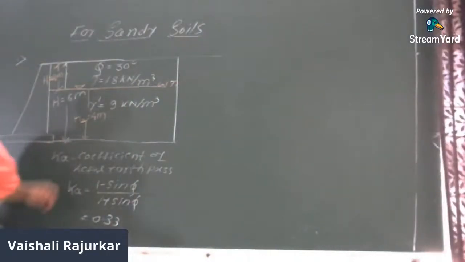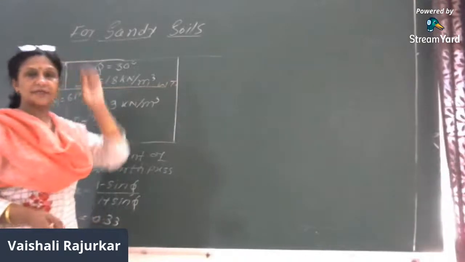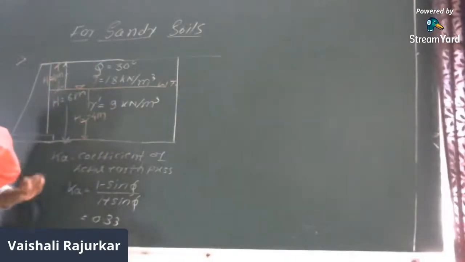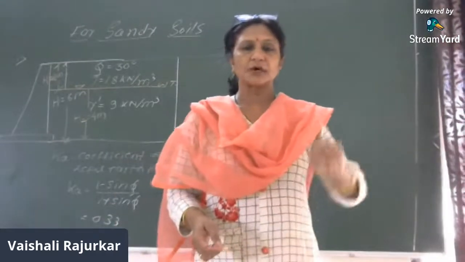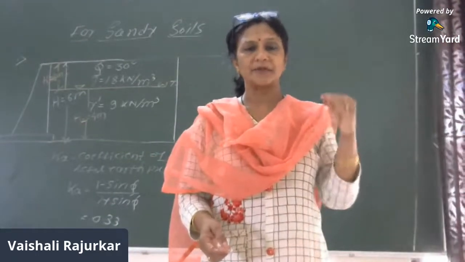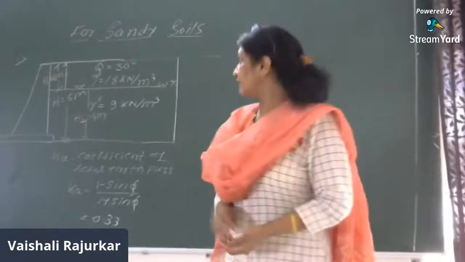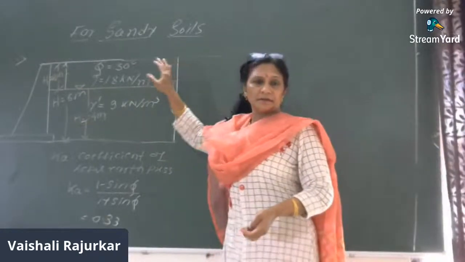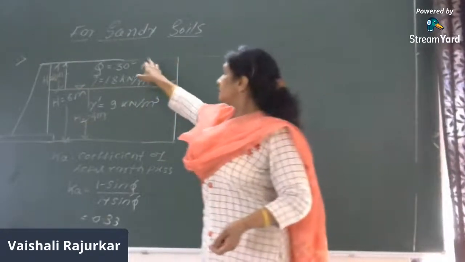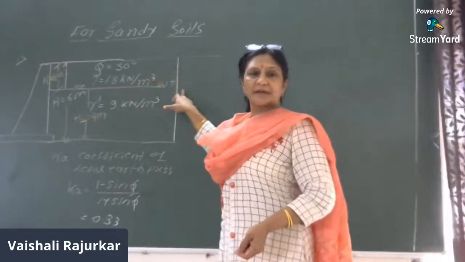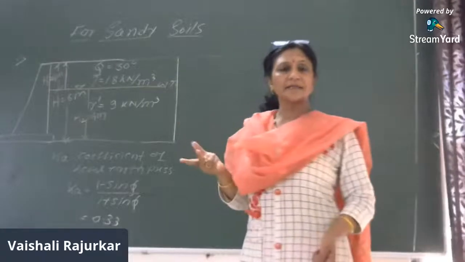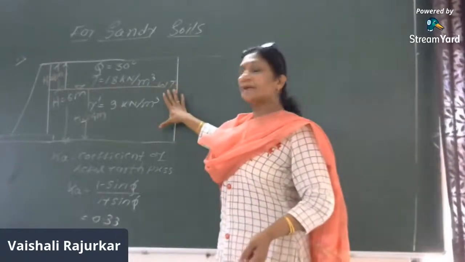Now, see here, in the previous class we have discussed the various cases for the sandy soil. The first and the simple case was a dry cohesionless backfill, where there is no water table. In that case, the pressure increases with the depth, zero pressure at the top and maximum at the bottom. Right? Then there is another case where the soil is in a completely submerged condition.